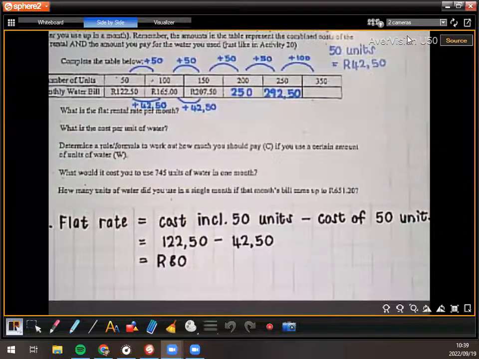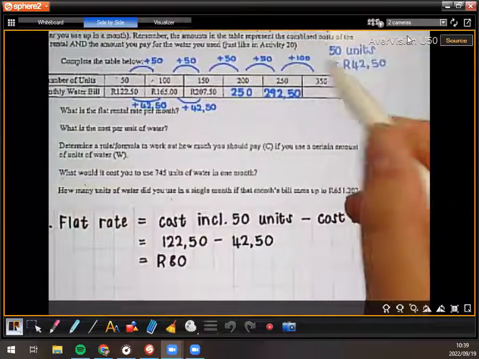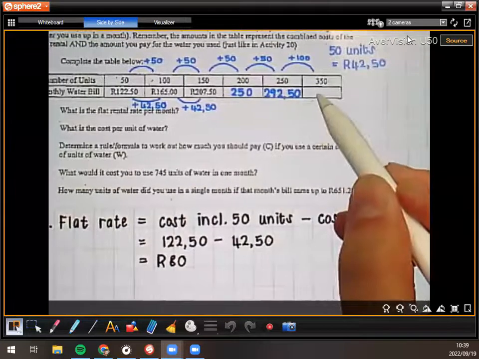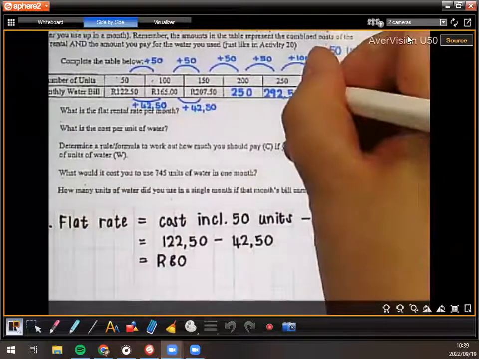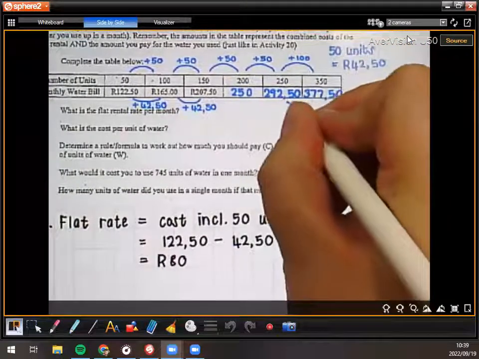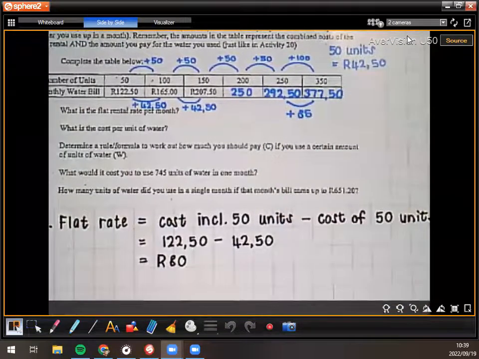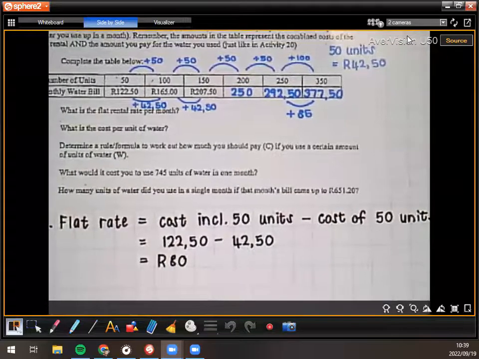The next one, is that also 50 units more? It's now 100 units more, hey? So I need to add 42 rand 50 twice, which is the same as 85 rand. Okay, so what is this plus 85 going to be? 377.50, is that right? 377.50. If you want, just add there on your page. Now we are adding 85 rand for that one, because it's 100 units more. Okay, so basically we have to add 42 rand 50 twice.